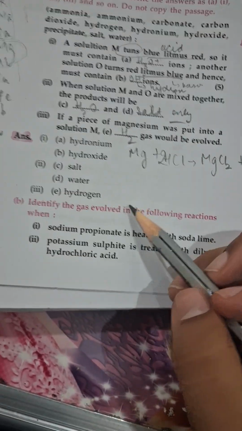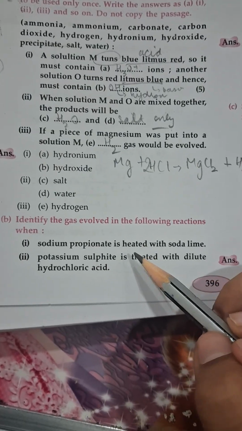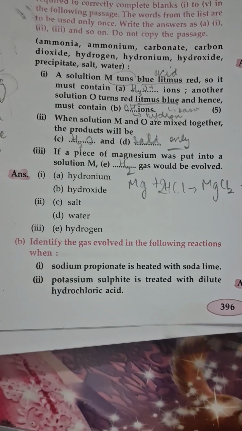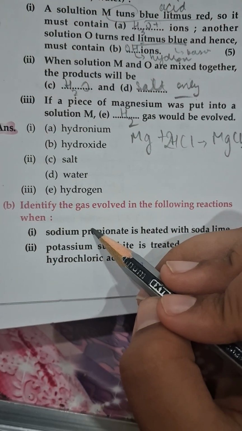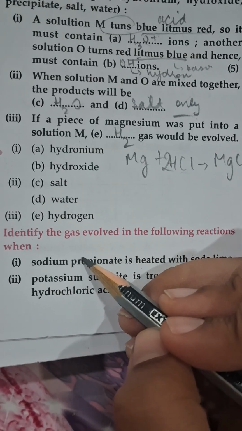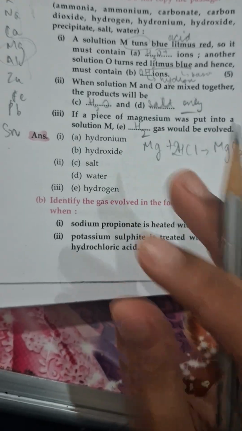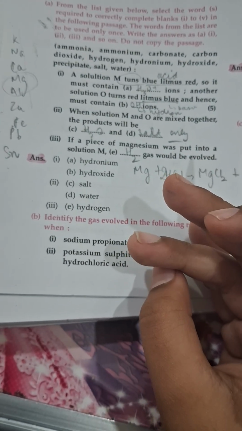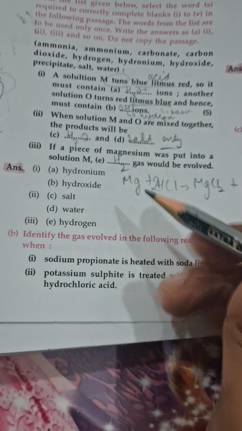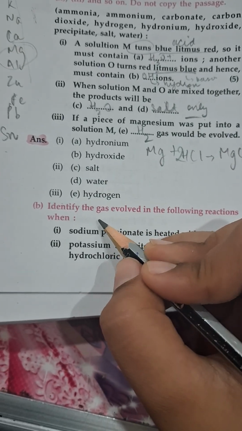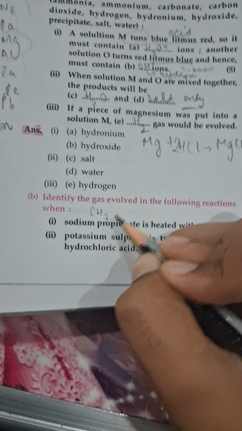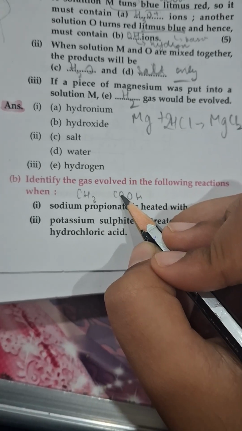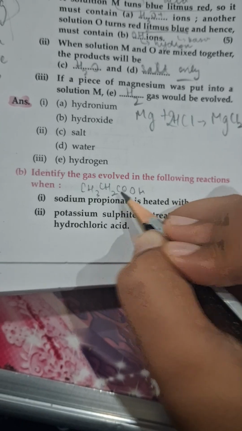Identify the gas evolved when sodium propionate is heated with soda lime. So this is the preparation of an alkane. But what alkane? What is propionate? You can just write the formula and you'll know what it is. So meth, eth, prop. So propionate will have three carbon atoms. So and it is in the form of this. So if two are already there, we need one more. So we will add a CH2 group here.